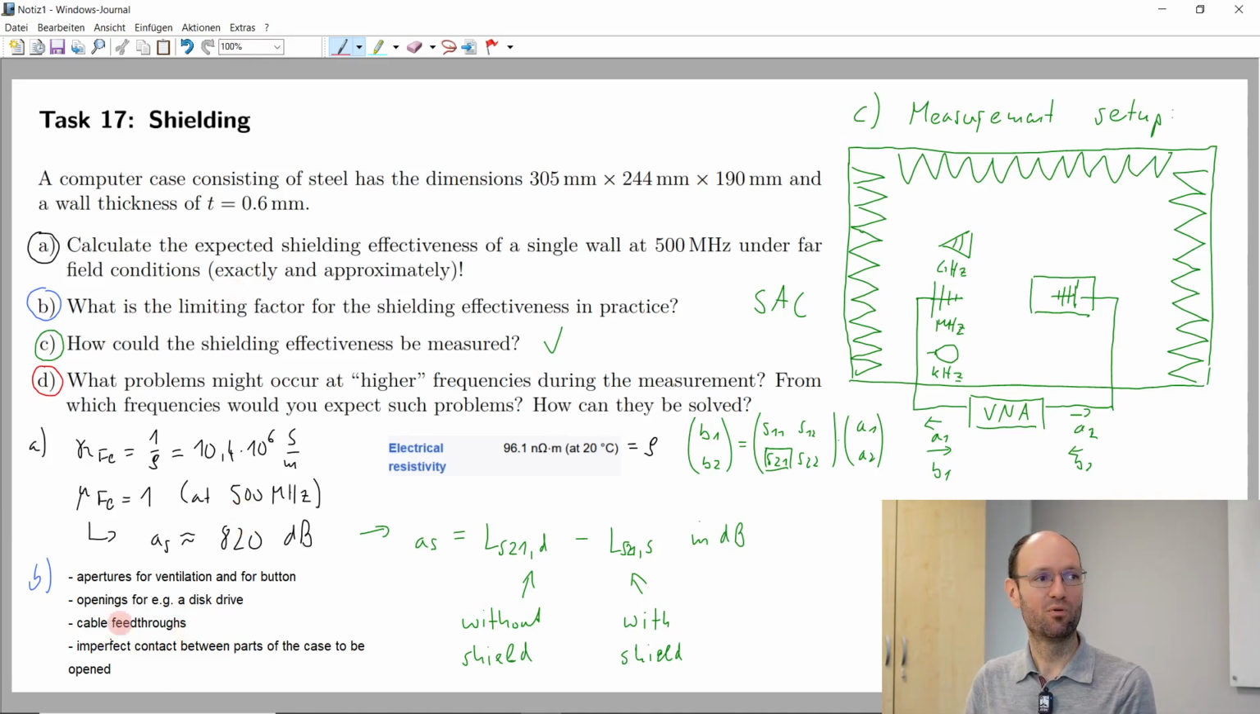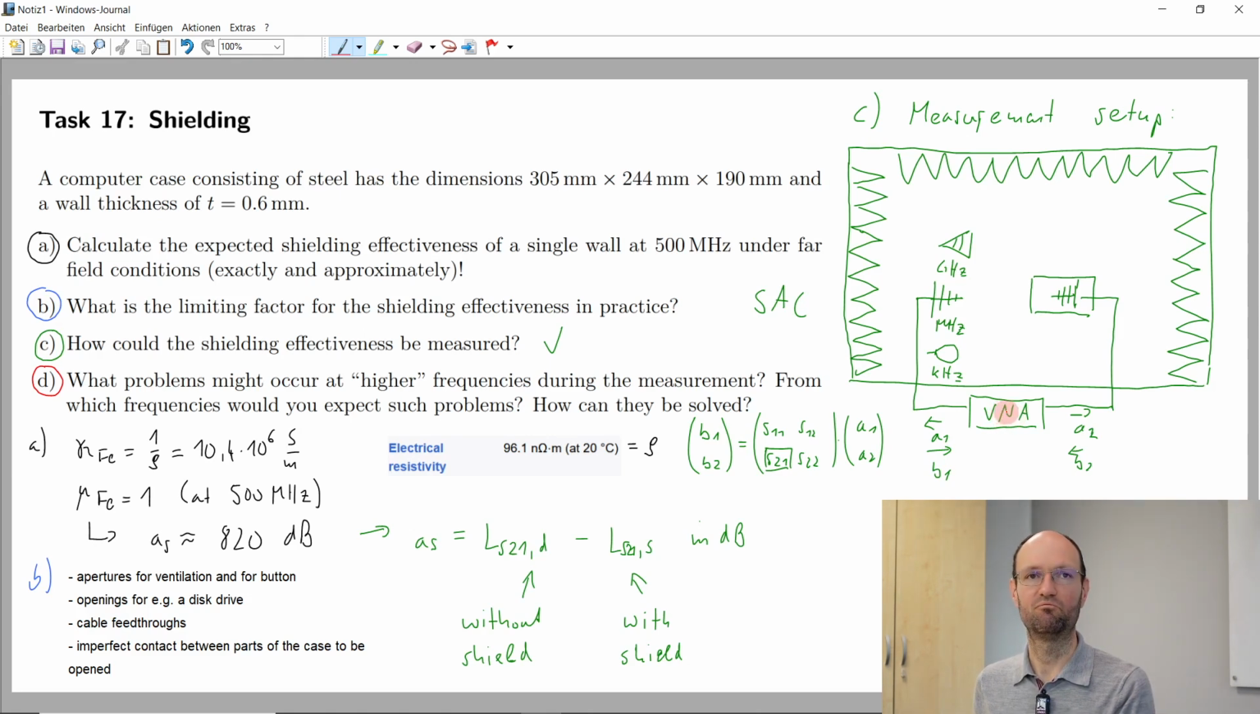But due to all the imperfections that we discussed, the shielding effectiveness will be much lower, I don't know, 40 dB, 60 dB, something like this. So something that we could measure, because these vector network analyzers have quite a high dynamic range, let's say in the order of 100 dB, maybe 120 dB, depending on frequency. So if our shielding is lower than the dynamic range of this instrument, we would be able to measure it.